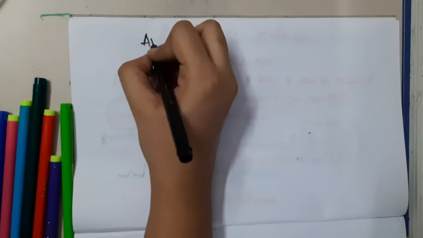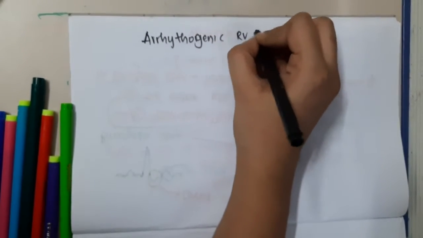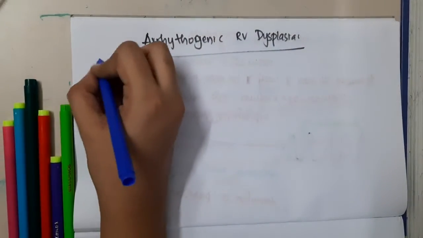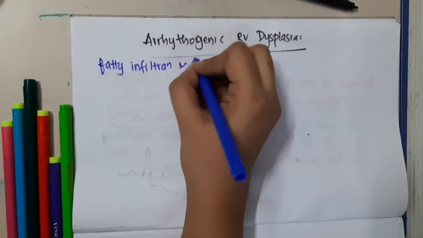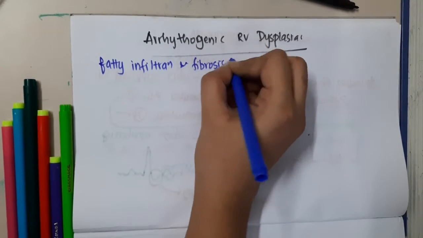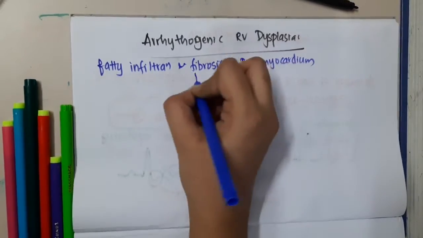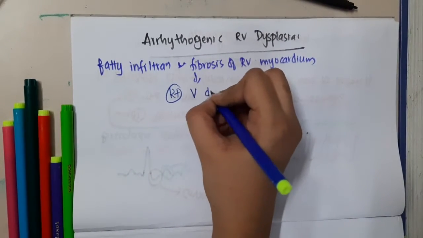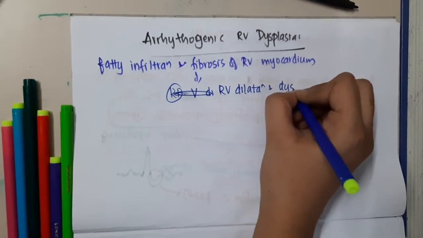Hello friends, let us now learn some important points about arrhythmogenic right ventricular dysplasia. In arrhythmogenic right ventricular dysplasia, there is fatty infiltration and fibrosis of the right ventricular myocardium. Because of this, progressive right ventricular dilatation and dysfunction will occur.